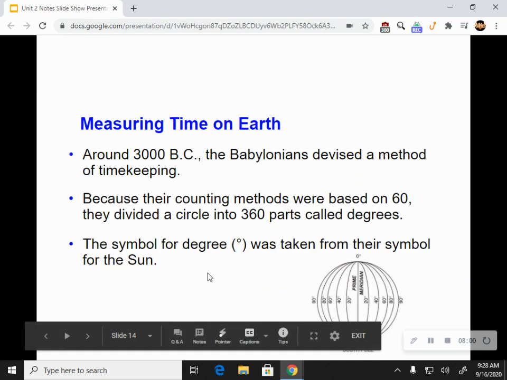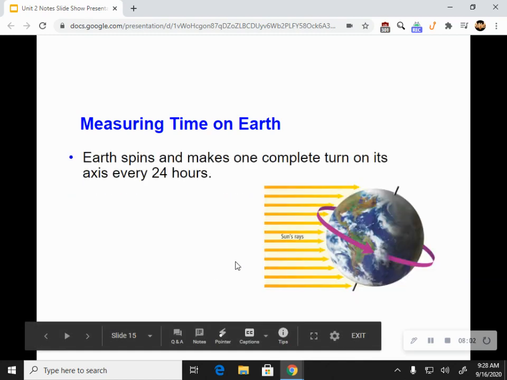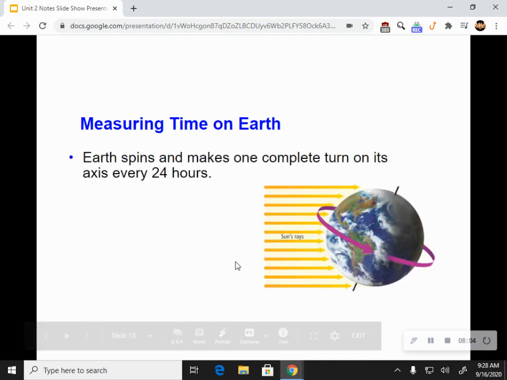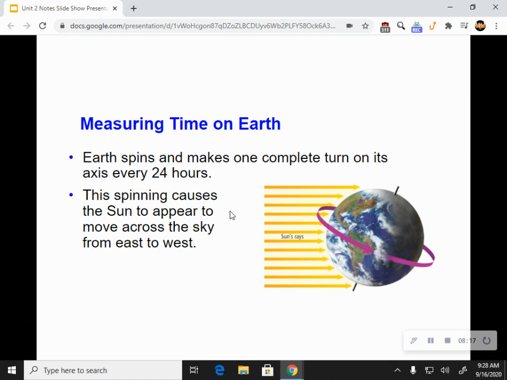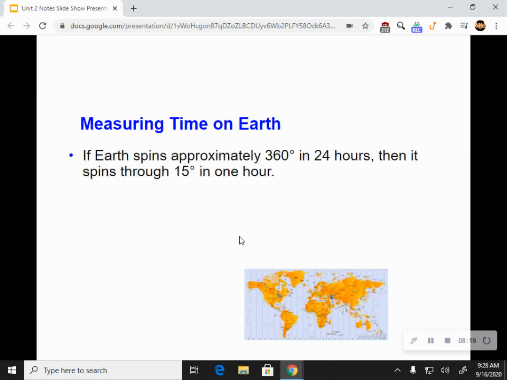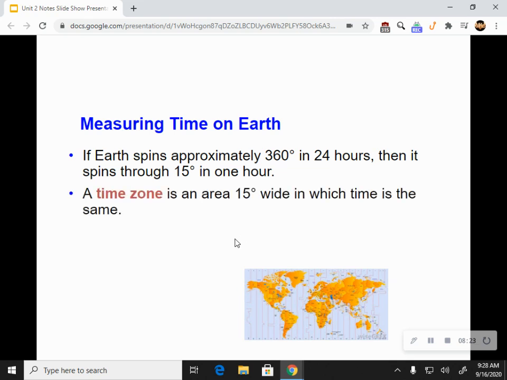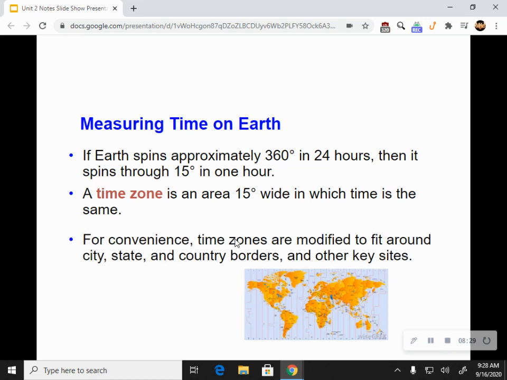So we have our method of timekeeping. We have 60 seconds, 60 minutes, but it takes 24 hours for the Earth to revolve on its axis. The spinning causes the sun to appear to move across from east to west, but we know it's just because the Earth is spinning. The Earth spins 360 degrees in about 24 hours and then spins through 15 degrees in 1 hour, meaning that a time zone is 15 degrees wide.